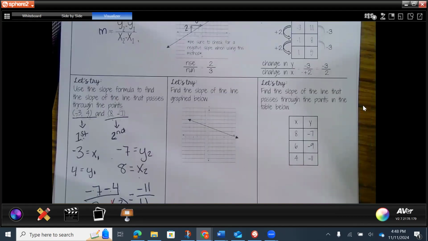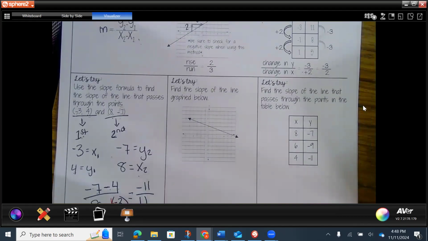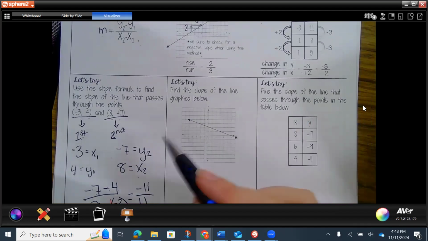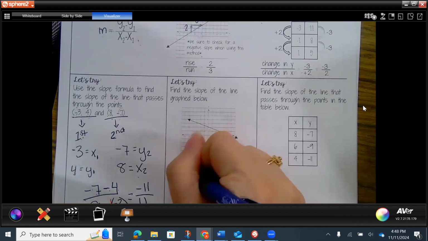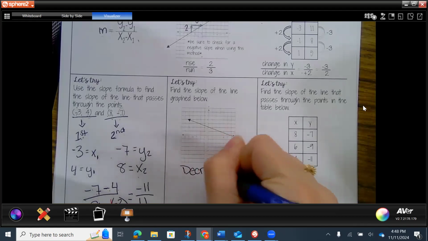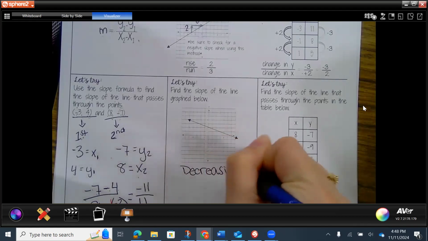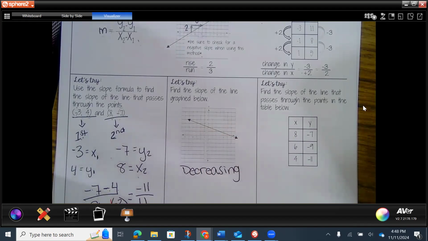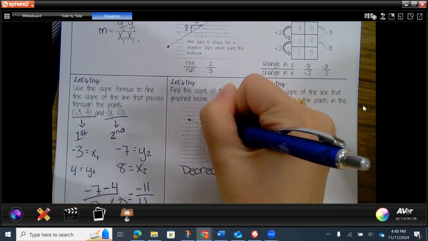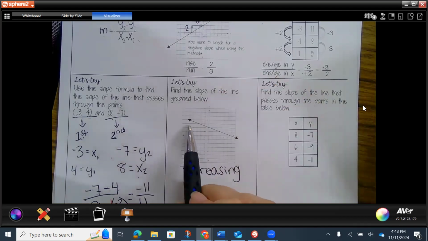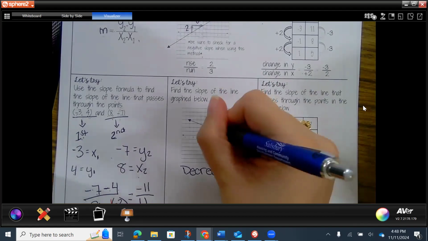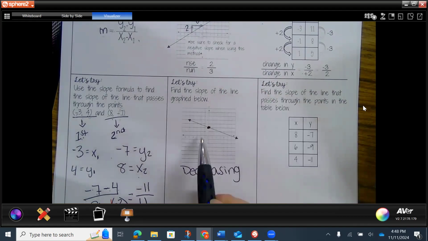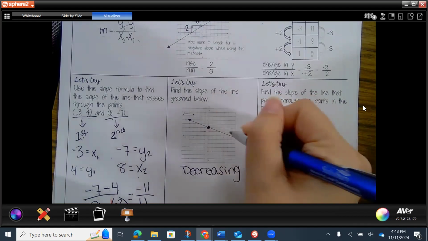Okay. My next one, this is what we have been working on, finding the slope from the line. We know that this slope is decreasing, which means it's going to be a negative number. Whatever we get for our slope is a negative number. And we want to find ourselves some pretty points. So I'm looking for a pretty point. I've got one right here. I'm going to keep going. I've got a pretty point.